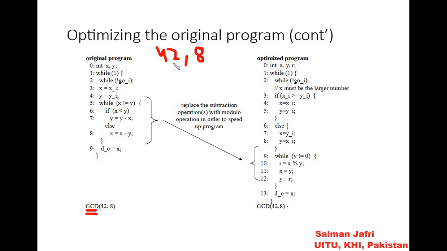Is x less than y? No, because x is greater than y. So x is x minus y. So after the first iteration, what becomes the value of x? X becomes 42 minus 8, or 34, comma 8. So after the first iteration we got this value 34 comma 8. Now when we iterate for 34 comma 8, again this is true and again this is false, so we again execute this, right? So it is 34 minus 8, and 34 minus 8 comes out to be 26 comma 8.